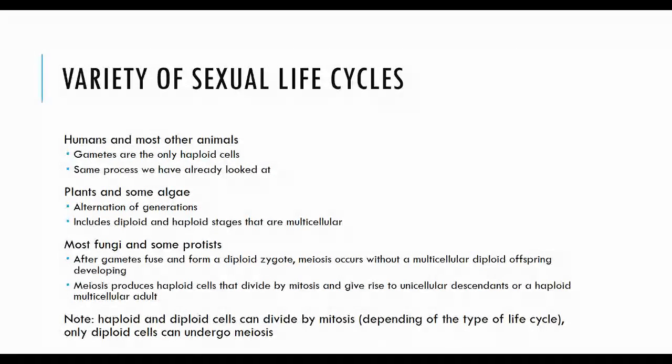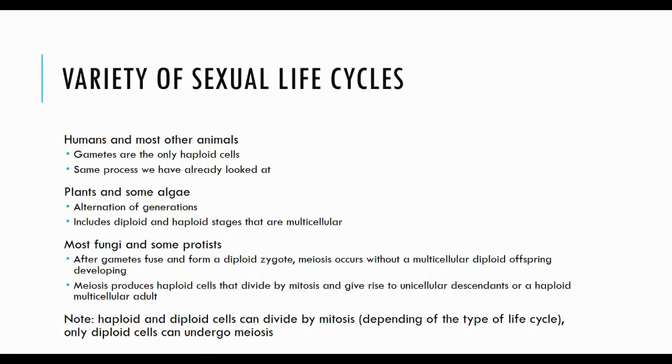There are a variety of sexual life cycles. With humans and most other animals, gametes are the only haploid cell, and that's the same process that we have recently looked at. In plants and some algae, they have alternation of generations, which includes diploid and haploid stages that are multicellular. In most fungi and some protists, after gametes fuse and form a diploid zygote, meiosis occurs without a multicellular diploid offspring developing. And so here, meiosis produces haploid cells that divide by mitosis and give rise to unicellular descendants or a haploid multicellular adult.